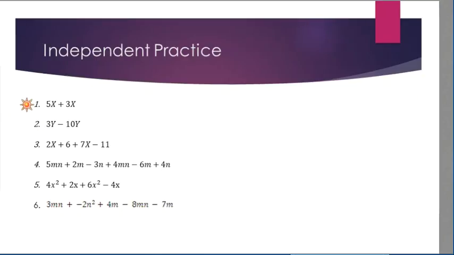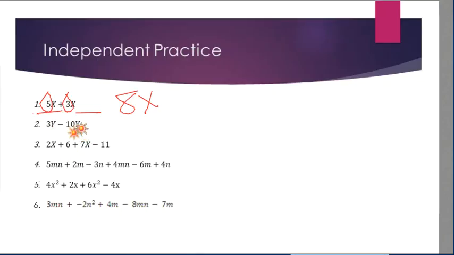Okay, so let's look at question number 1. We have 5x plus 3x. We can combine 5x and 3x and make that 8x. These are both like terms. Okay, and in order to combine like terms, we just add the two coefficients in front, and then the variable stays exactly the same. Question number 2, we have a 3y subtract 10y.